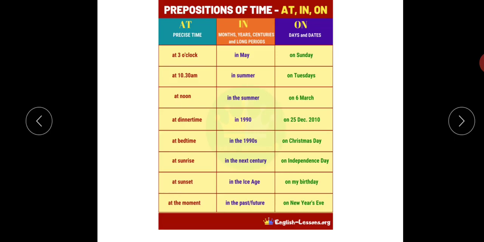You understand? See in your book also, the second example is she was born on the 5th of July. So the 5th is a particular day, date, right?